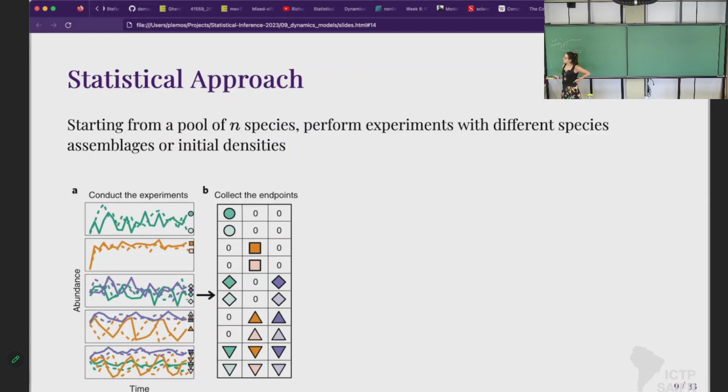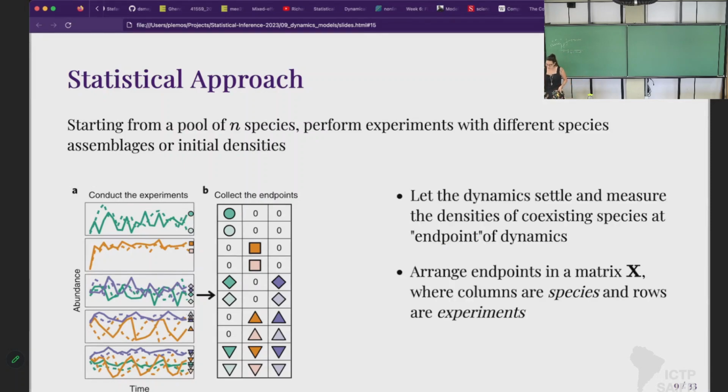So here are the results of this first experiment. You have your replicates here, and then you collect these endpoints in this matrix. Basically, we let the dynamics settle, we measure the densities of the coexisting species at what we call the endpoint, and we arrange these endpoints in this matrix X. I'm going to sketch the structure of this matrix so that we remember what's in it.